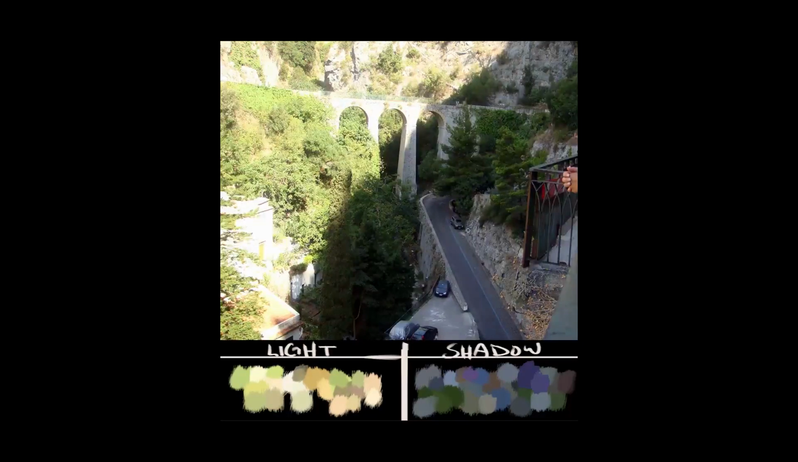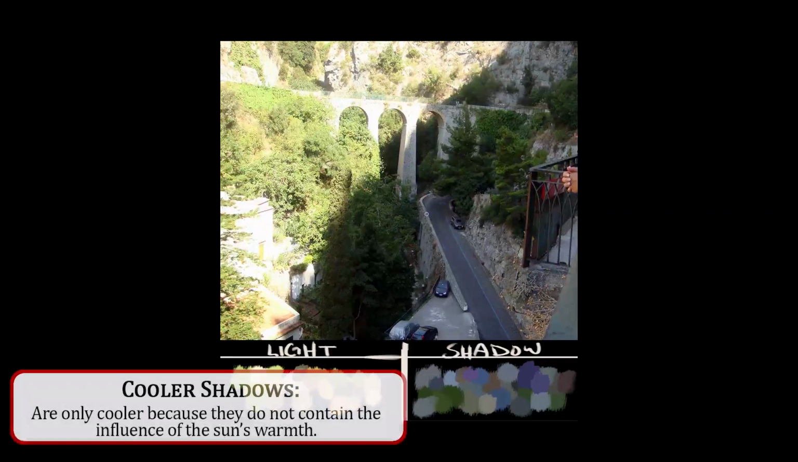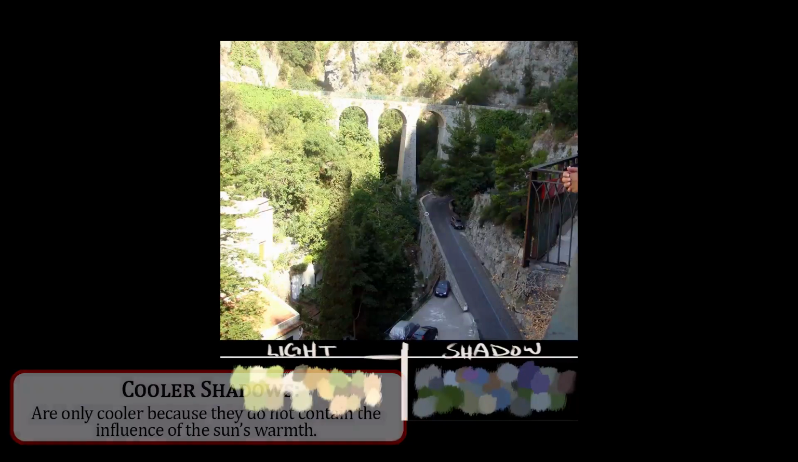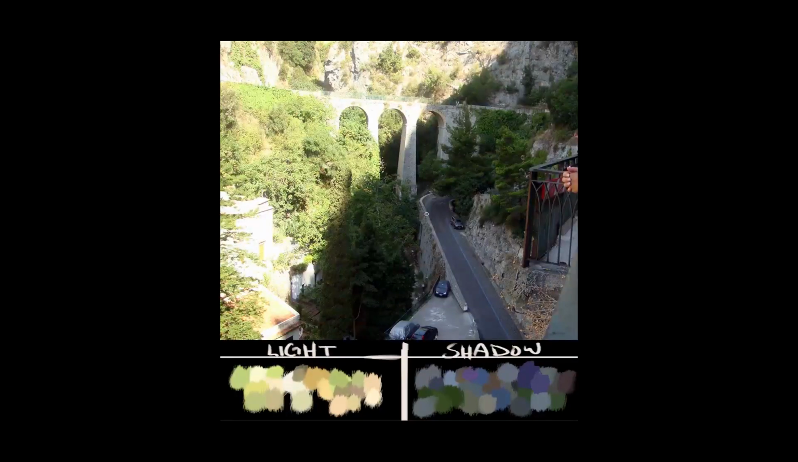Okay, so it only stands to reason that the light family is going to be in a completely different realm of color temperature than the shadow family. Another way of saying it would be the cooler shadows are cooler because they do not contain the influence of the sun's warmth. The sun is not bullying them, so how could they possibly be as warm as anything that is bullied by the sun? The shadows are going to appear cooler just by default.